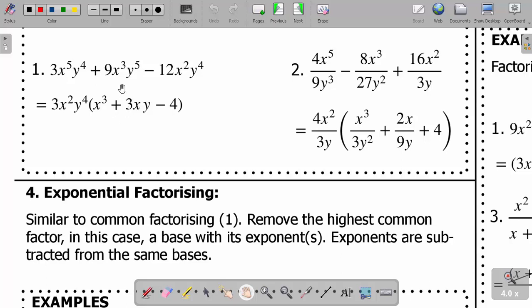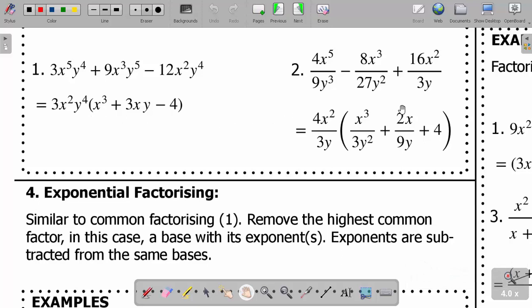Then it's going to be what? Because I took out y power 4, I'm now left with y power 1, which is just y. What about here? Everything went outside because 3 times 4 is 12. Then the x squared and y power 4 is what you see here, guys. So that's how we take out the highest common factor.